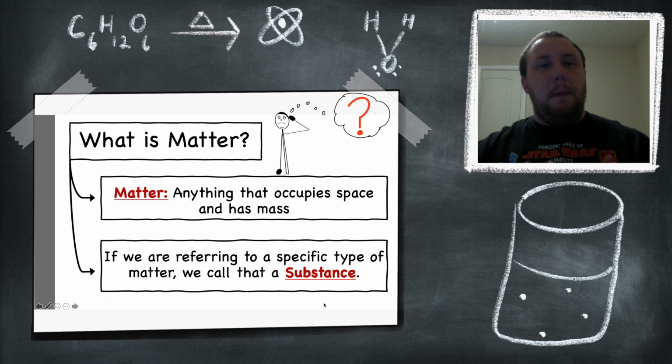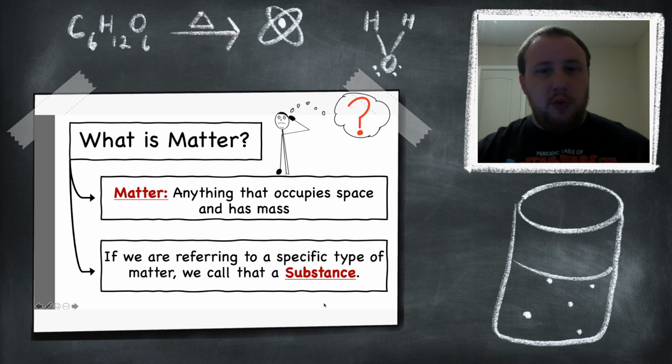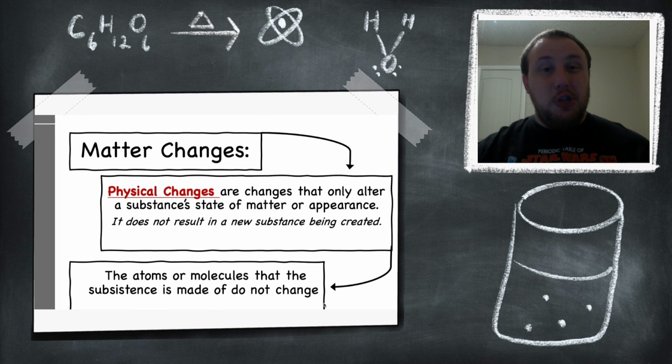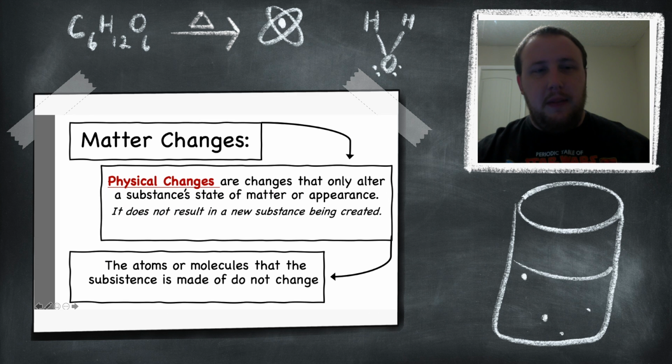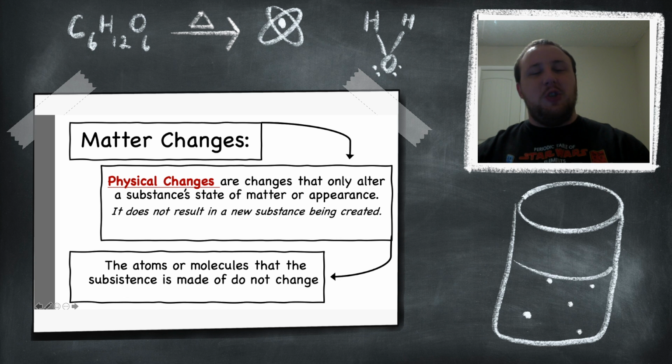Now that we've determined what matter is, basically everything we deal with, we need to understand that change does happen in matter. Matter doesn't just sit there. It doesn't just remain the same all the time. There's stuff interacting with everything in our environment. For instance, we put ice in our drink to make it colder. That ice is going to melt. It's going to interact with it. So there are different types of changes that happen.